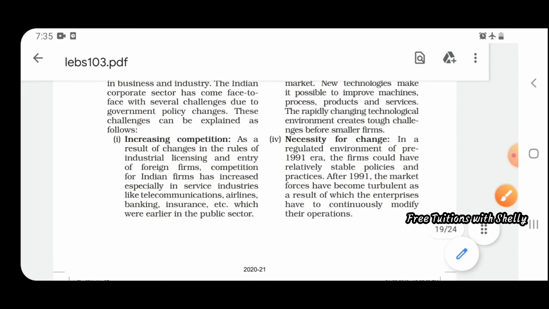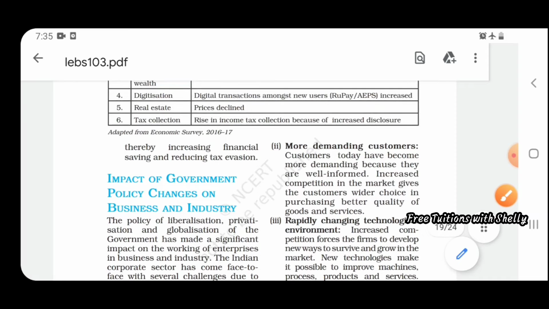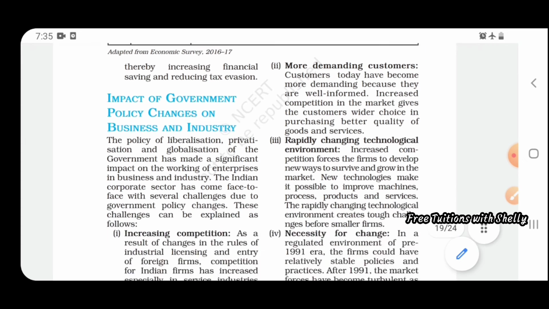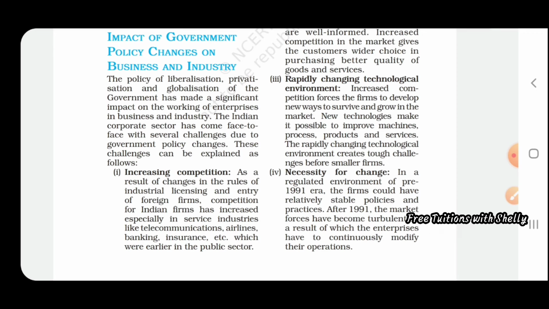Second one is more demanding customers. Customers today have become more demanding because they are well informed. They know about the products, the quality, and the usefulness of products, so they are demanding more. Third one is a rapidly changing technological environment. In the past no such technologies existed, and now different firms are competing because different technologies are available.